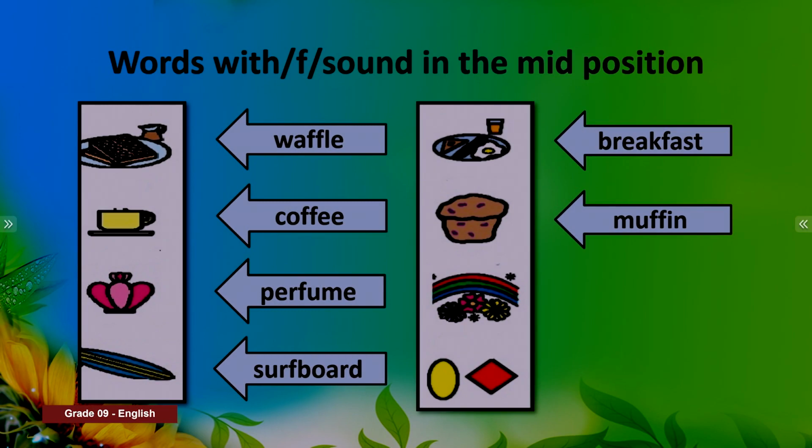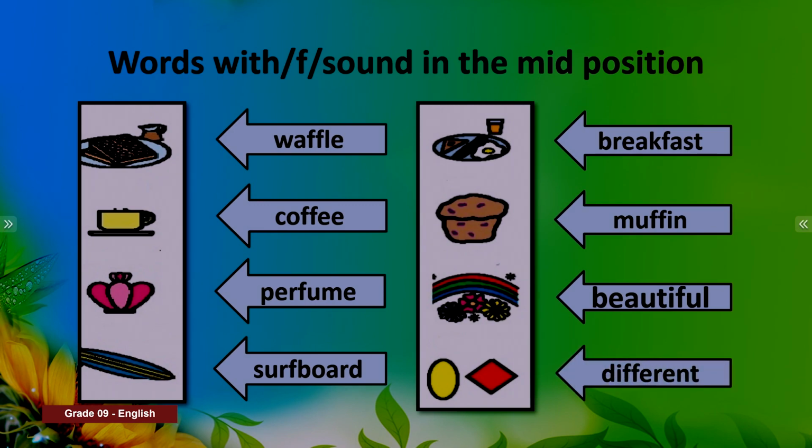Muffin. We have muffins for tea. Oh, beautiful flowers. What do you think is the suitable word here, Miss Nirmala? I think different. Different shapes, right? Different. The word is different.